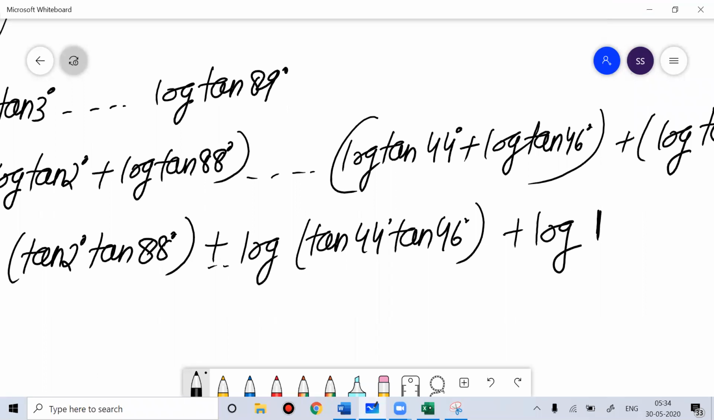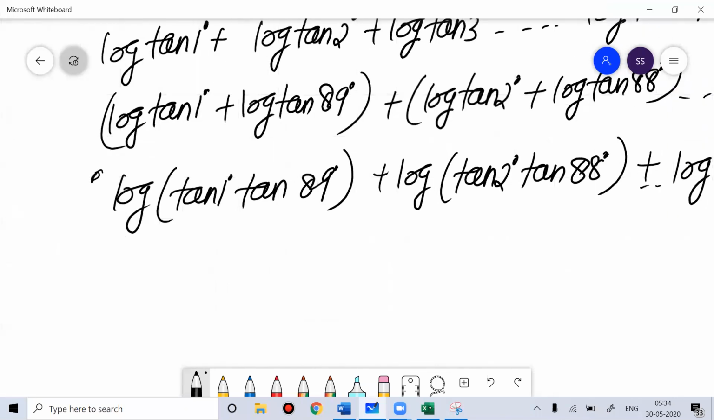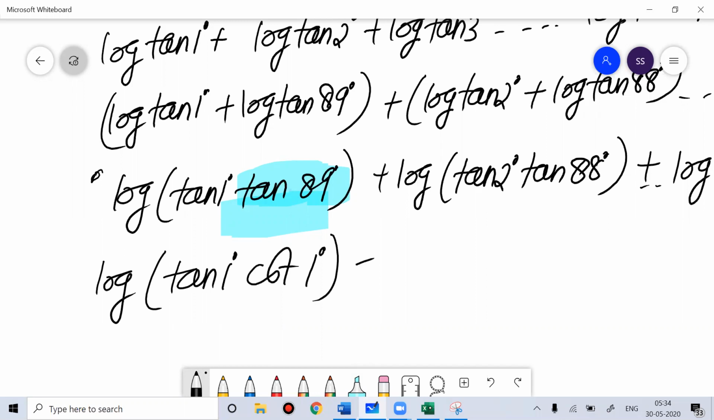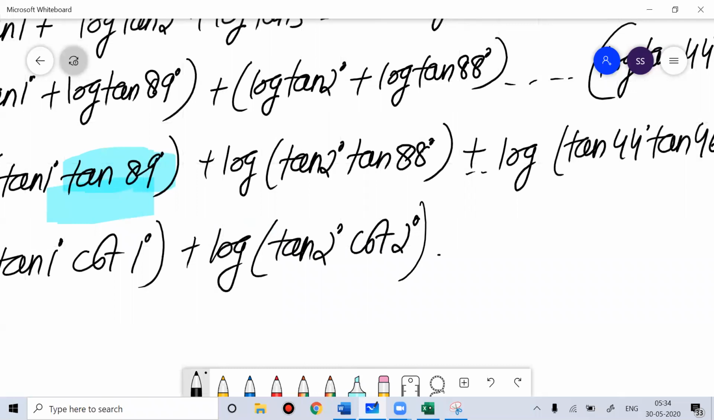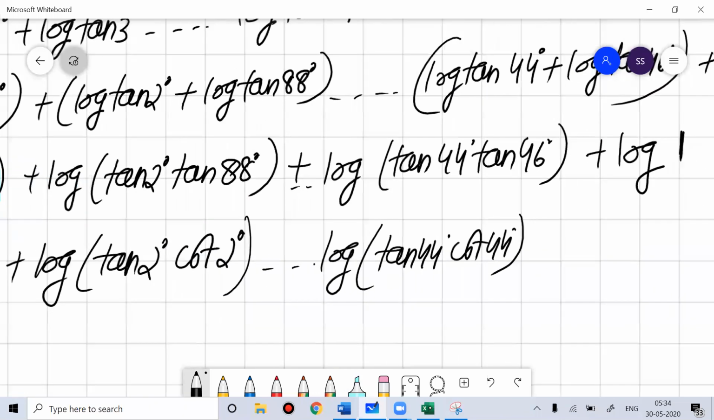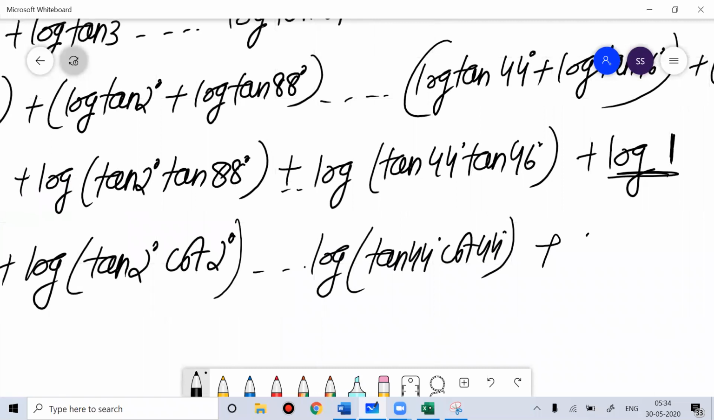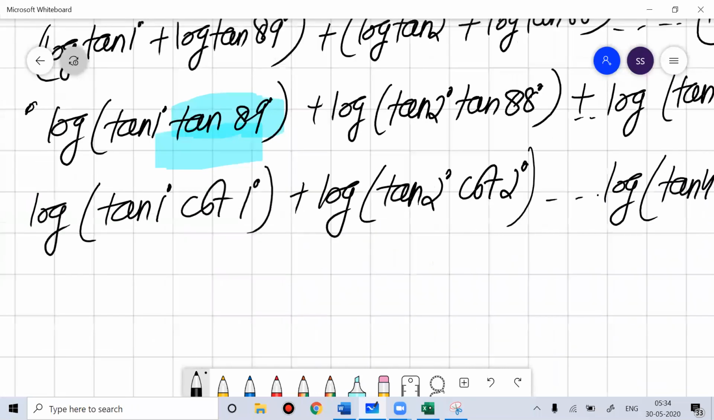Everyone, I believe, knows trigonometry; basics of trigonometry is more than enough. You know that tan 89 degree is nothing but cot 1 degree, and tan 88 degree is nothing but cot 2 degree. Similarly, log of tan 44 degree into cot 44 degree, plus log 1. What is log 1? 0. Everyone knows this now.